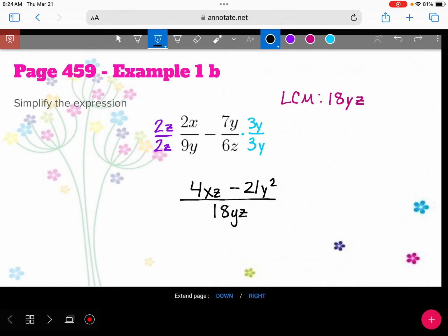Can we simplify this any further? No. There's no GCFs on the top I can take out. 4 and 21 don't have any common factors except 1. They don't have any letters in common. So I know I can't put this into a factored form and simplify something. We can only simplify when it's got terms that are multiplied. So since these are subtracted, I can't simplify as it is. So that is what we can do on this one.